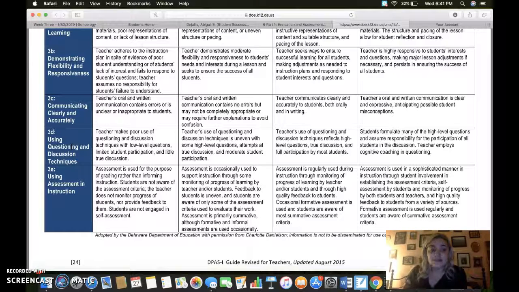Using assessment in instruction: highly effective assessment used in a sophisticated manner in instruction through student involvement in establishing the assessment criteria, self-assessment by students and monitoring progress of both student and teachers, and high-quality feedback to students from a variety of sources. I think this is a very roundabout way of saying that you need to apply assessment into what you're teaching just to check up on them. I think you need to give them feedback because everyone likes to hear, you've done a good job, or maybe you could work on this, but you did great in this area as well.